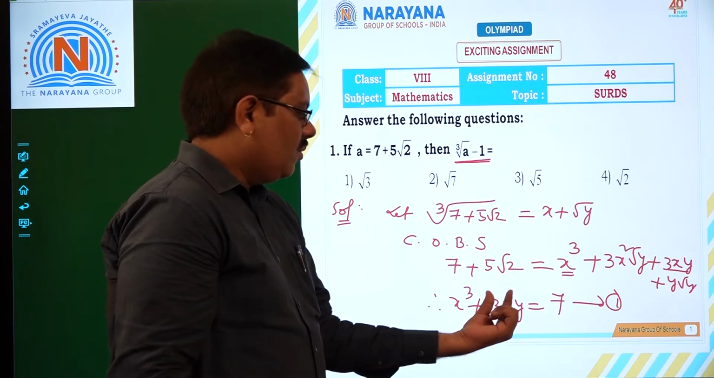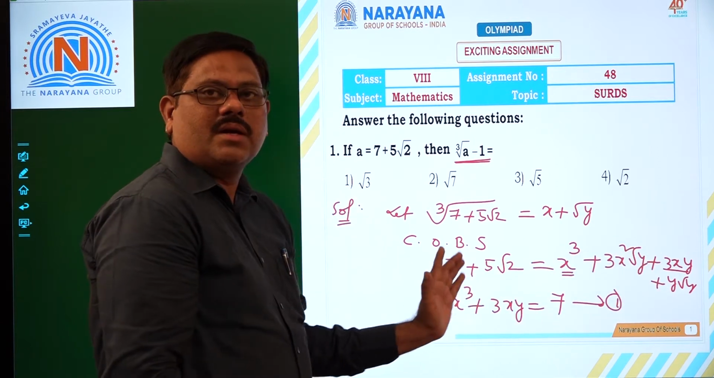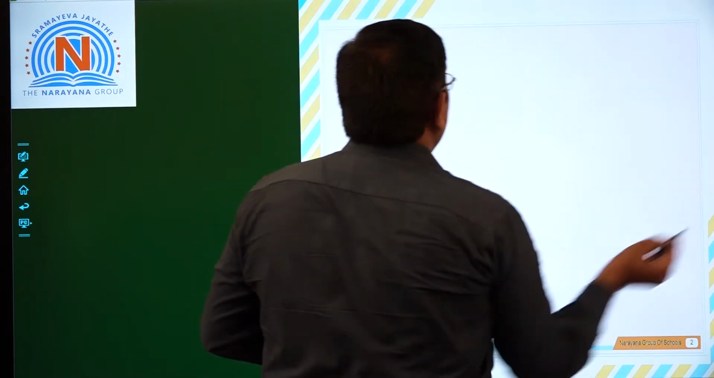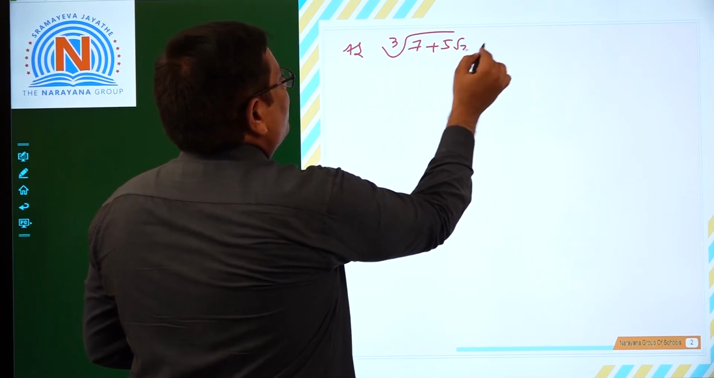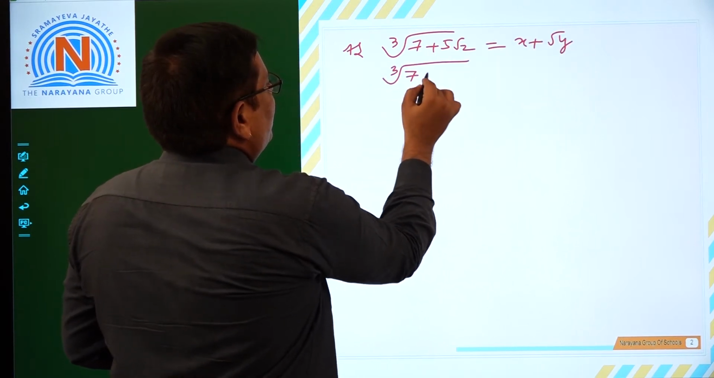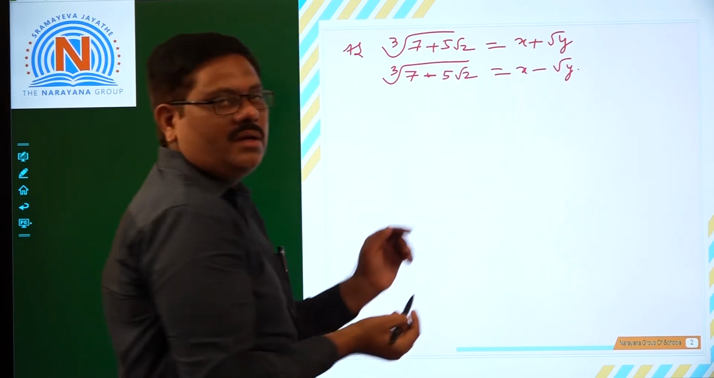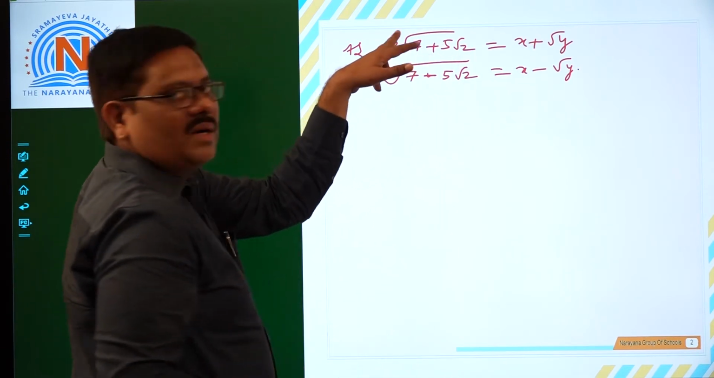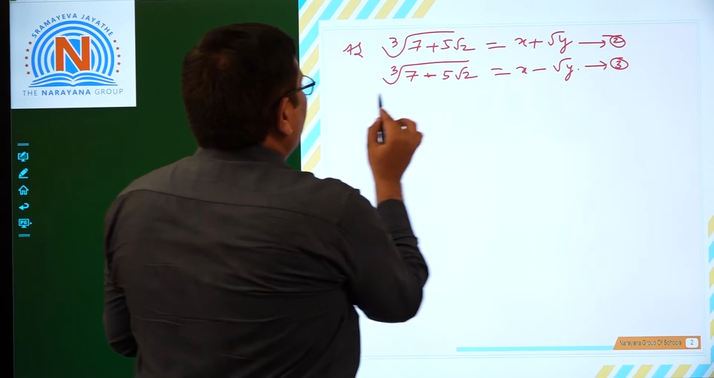X cube plus 3xy is the rational part on the RHS side, and 7 is the rational part on the LHS side, right? Now, what is the next step? As cube root of 7 plus 5 root 2 is equal to x plus root y, now cube root of 7 minus 5 root 2 we have to take as x minus root y. Okay? They differ by the sign. If it is plus, it is minus. Fine. Now let us try to multiply these two. If you call them equation 2 and equation 3, let us multiply 2 and 3.